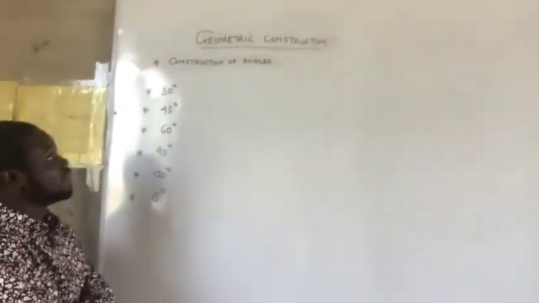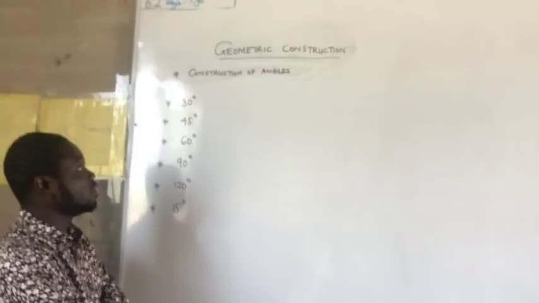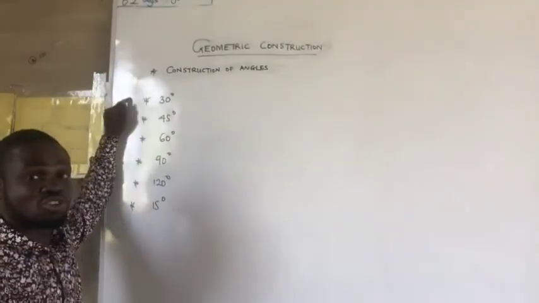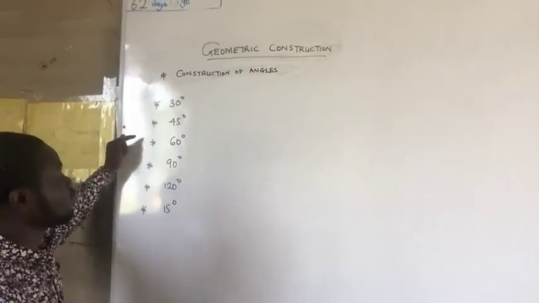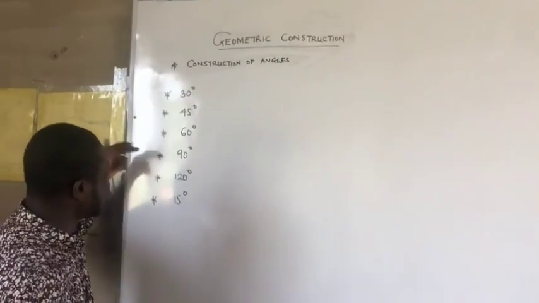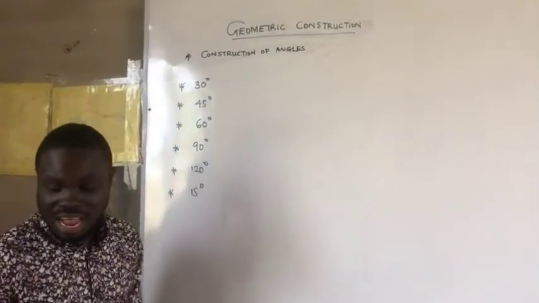So we are going to look at geometric construction. I'm going to start with the topic construction of angles. We will look at how to construct 30 degrees angle, 45 degrees angle, 60 degrees angle, 90 degrees angle, 120 degrees angle, and 15 degrees angle.